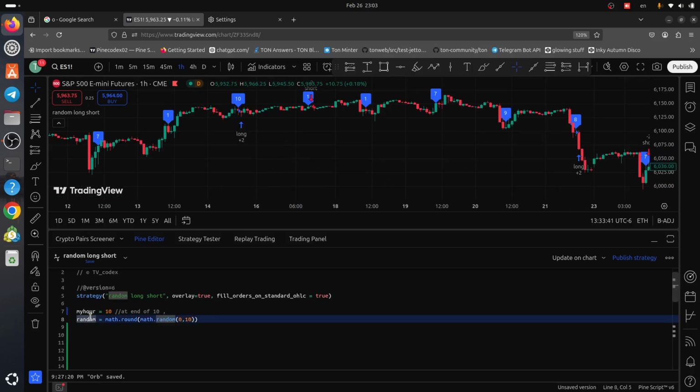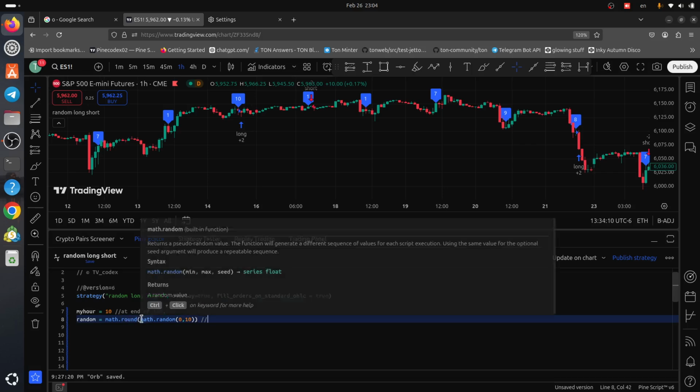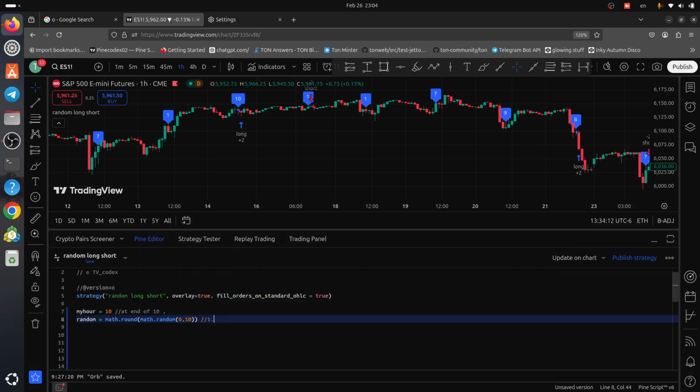Okay, so to have a random number, I use math.random from 1 until 10. But we need an integer. We don't need a float number. To avoid having a float number, I use math.round. So for example, this gives us this number. We use math.round, so it gives us 2. This rounds it. Okay, it makes it run this function.